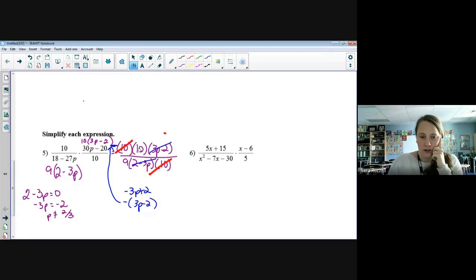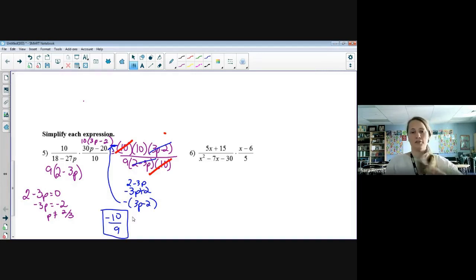So our answer, the only thing that's left, this one's getting kind of messy, is -10 over 9. So I rewrote this one just to see what it looked like, rewrote the order, and then I factored a negative out to the front. All right, I want y'all to try number 6. Try number 6 and see how that goes. So let's see if you were close.